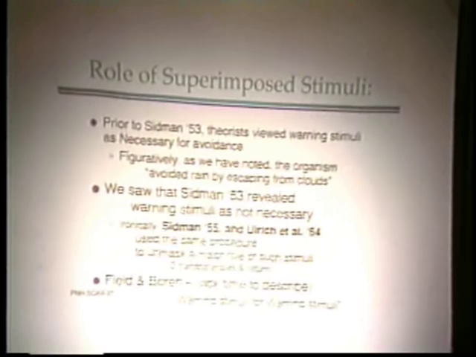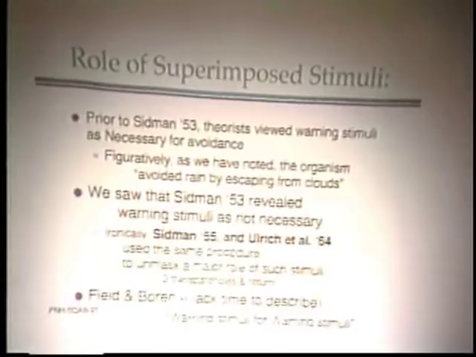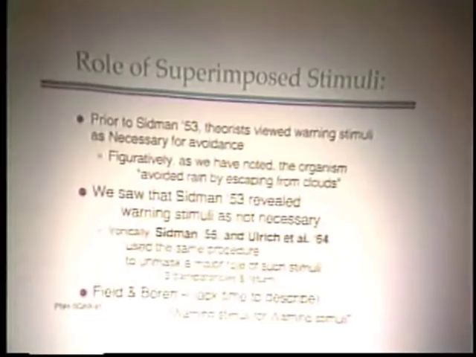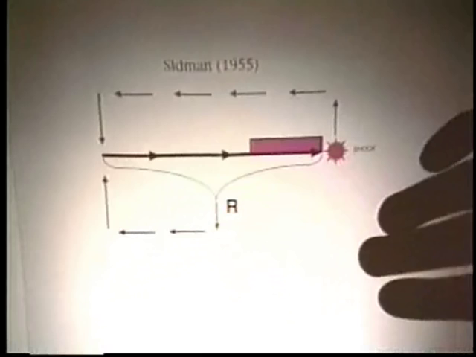Ironically, it was Sidman's own laboratory, and also some work by a few other people, that showed what the warning stimuli are mainly doing by putting them into the procedure where they're not needed. Prior to that, the procedure didn't work if there wasn't a warning stimulus in it. Well, his procedure showed the animals will postpone shocks without a warning stimulus. Let's see what happens when you simply add a warning stimulus.